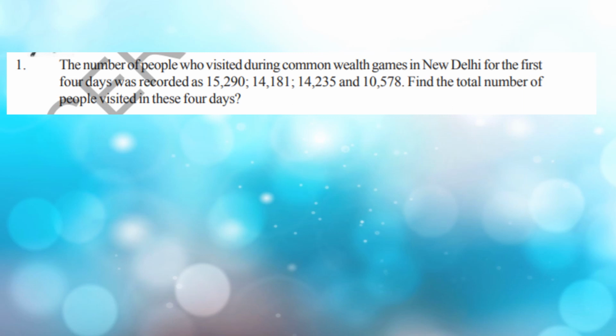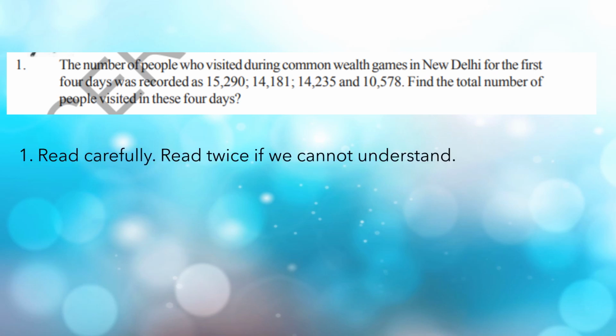Let us take a look at this example. This is the first problem in exercise 1.5. The number of people who visited during the Commonwealth Games in New Delhi for the first 4 days was recorded as 15,290, 14,181, 14,235 and 10,578. Find the total number of people visited in these 4 days. Okay, so what is the first step? Read carefully. Read twice if you cannot understand.